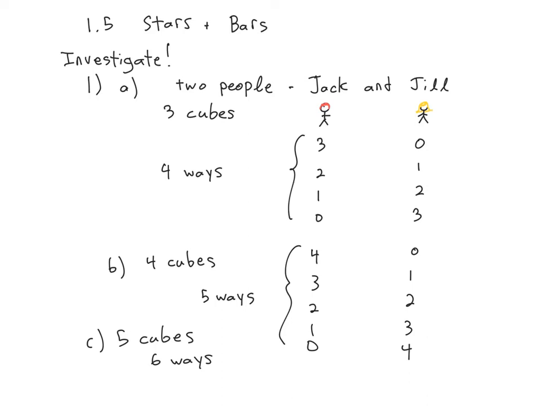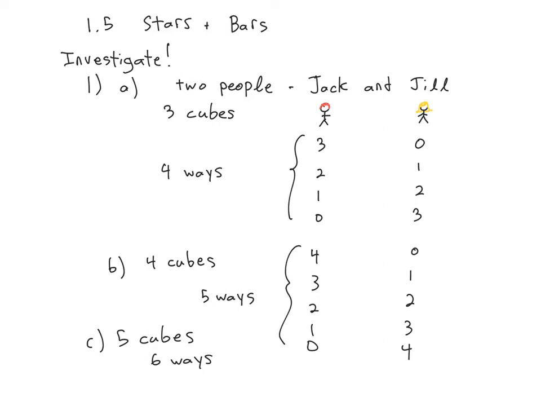So this lecture is over stars and bars, and I'll start with the investigate activity from the book. The investigate activity asks about the number of ways to distribute identical Rubik's Cubes to a different number of people. It's worth pointing out that any two Rubik's Cubes can't be distinguished from each other.